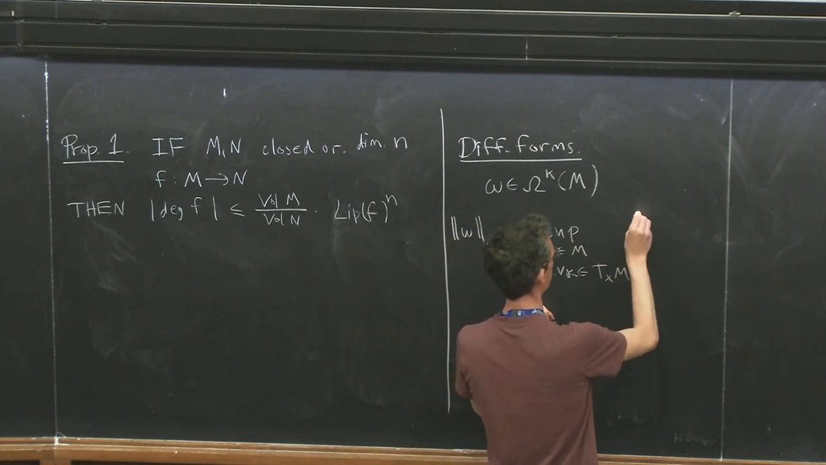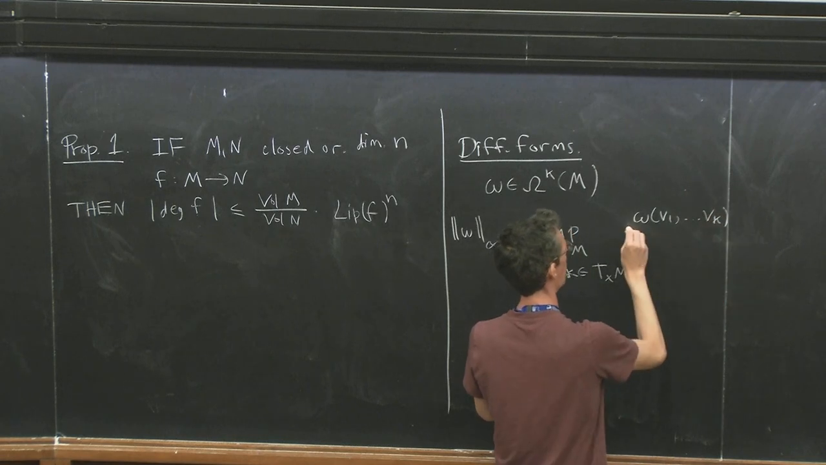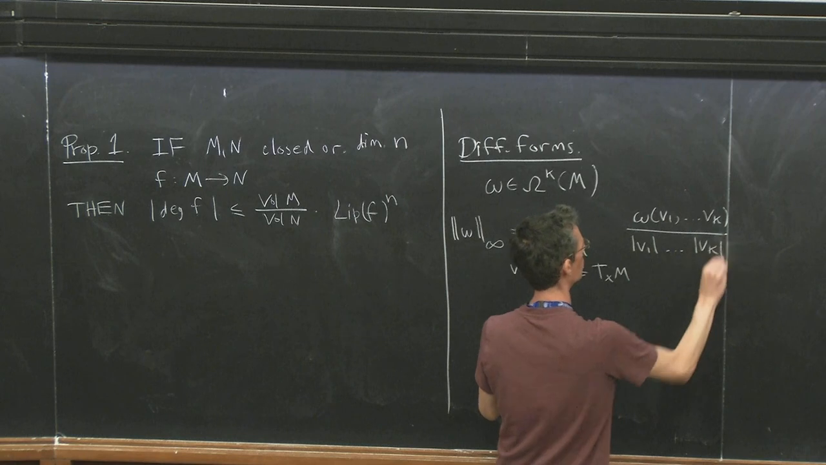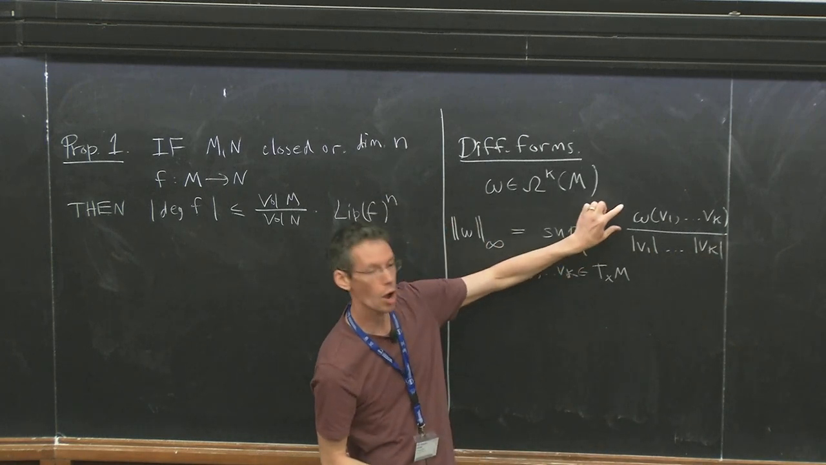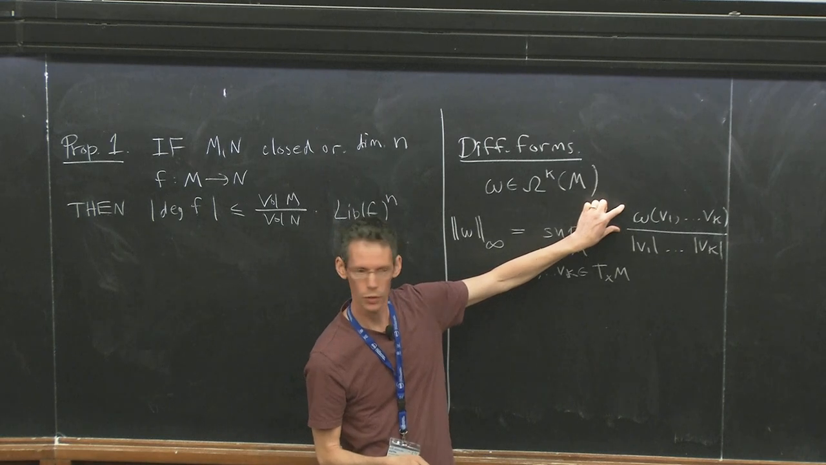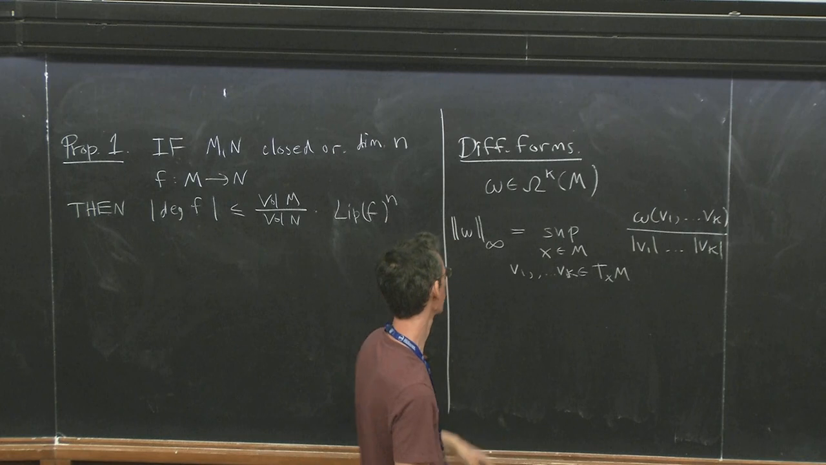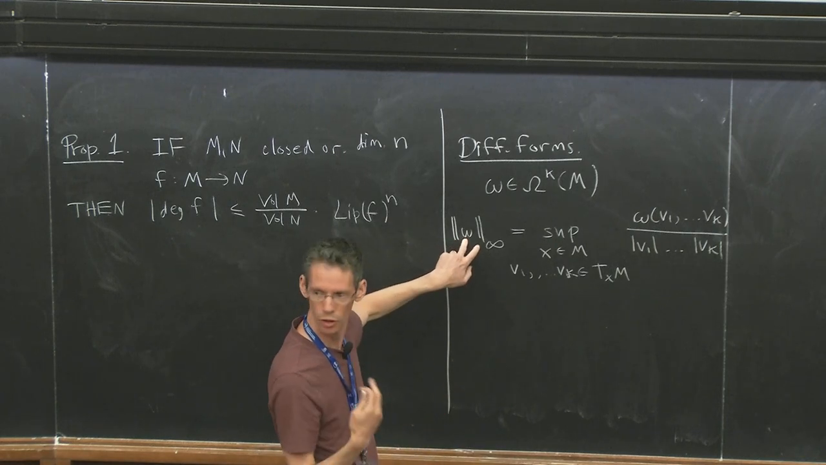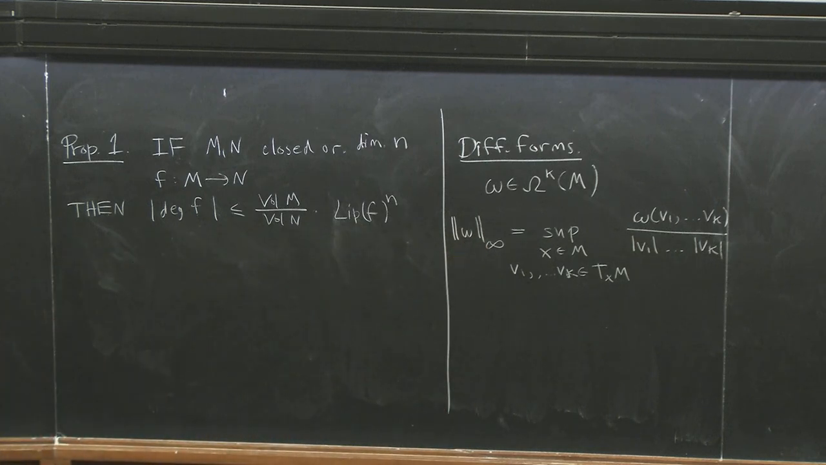Of what happens if I take my form and evaluate it on those tangent vectors, and I normalize it by dividing by the norms of the tangent vectors. Or if you like, I could insist that I take unit tangent vectors and ask how big the form could be. So that's the L infinity norm of a differential form. And this L infinity norm also behaves nicely in terms of mappings and Lipschitz constants. So I'll put that on my list of facts.